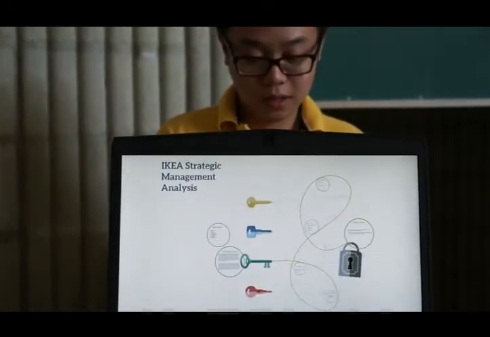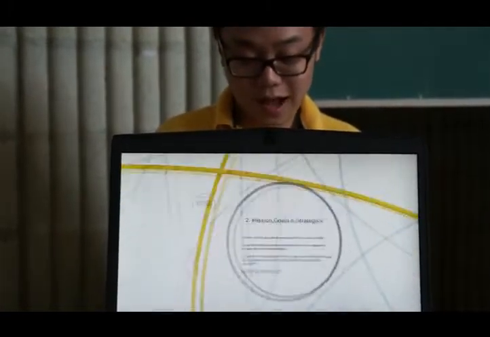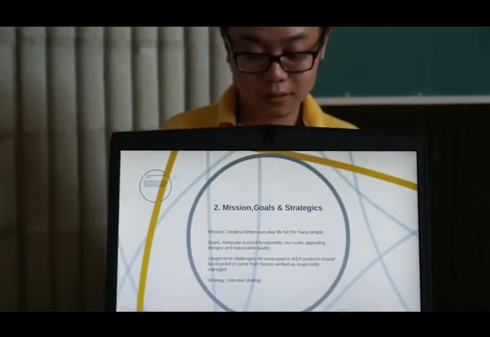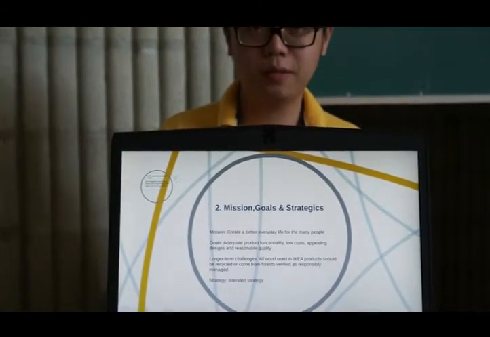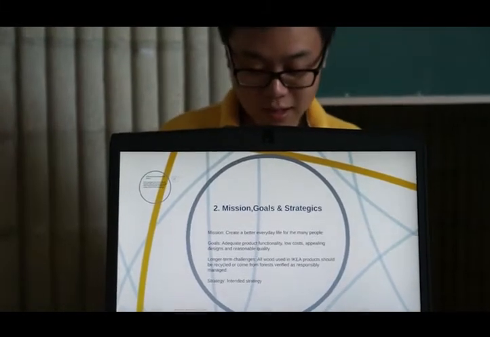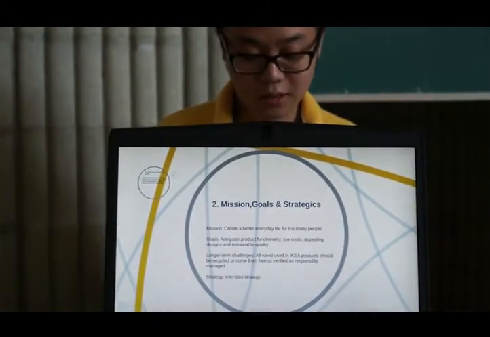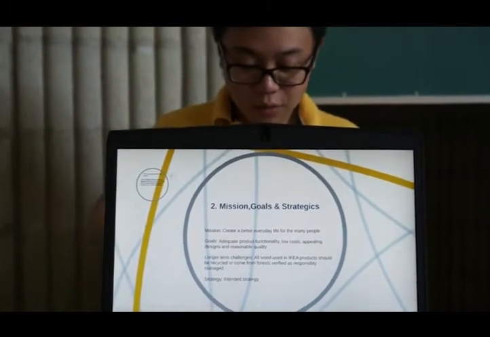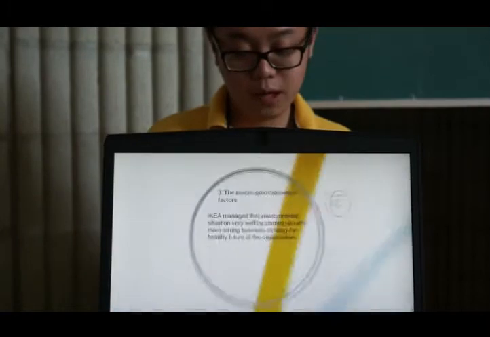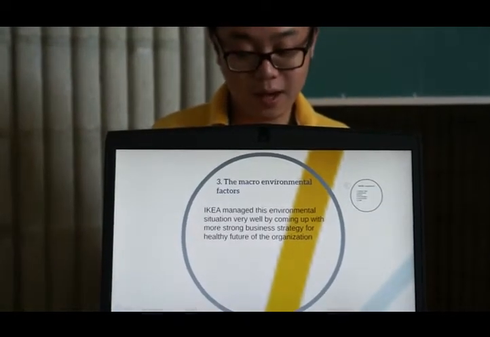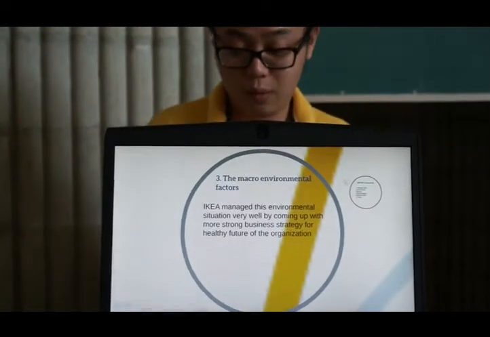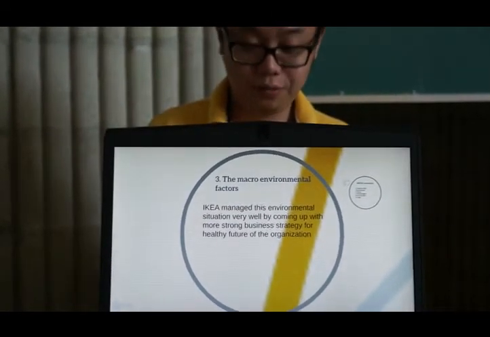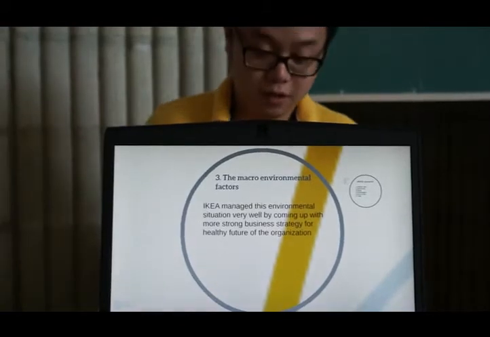IKEA's mission is to create a better everyday life for the many people, and to offer a product of good function, low cost, and reasonable quality. The IKEA strategy is an intuitive strategy. Now I want to look at the micro environmental factors. IKEA managers understand the environmental situation very well, coming up with a stronger business strategy for a healthy future for the organization.